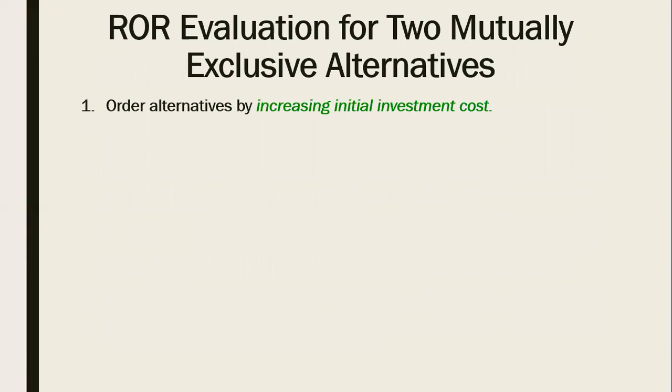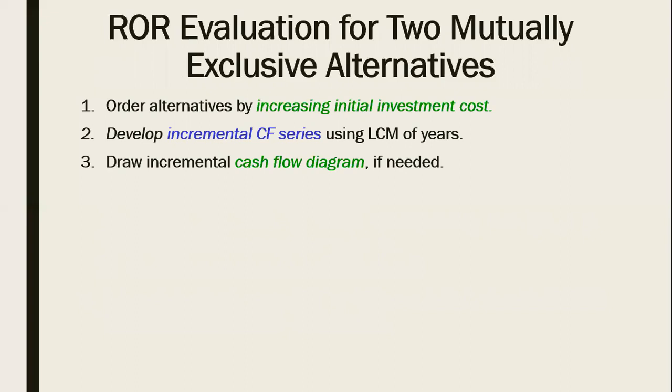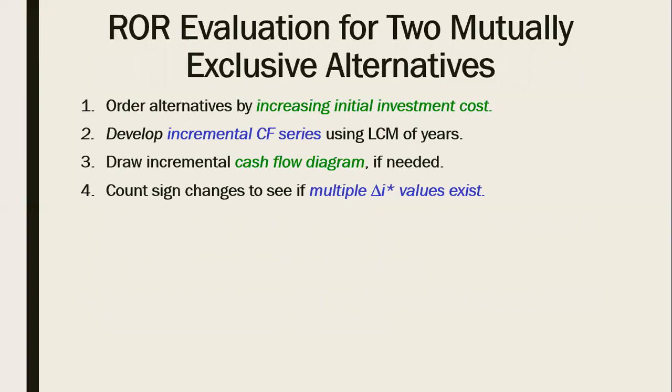First of all, we have to order alternatives by increasing initial investment cost. Second, we have to develop an incremental cash flow series by using the LCM of years. Third, we have to draw an incremental cash flow diagram if needed. Fourth, we need to count sign changes to see if multiple rate of return values exist. So we can use Descartes' rule of signs or the Norstrom criterion to count sign changes.